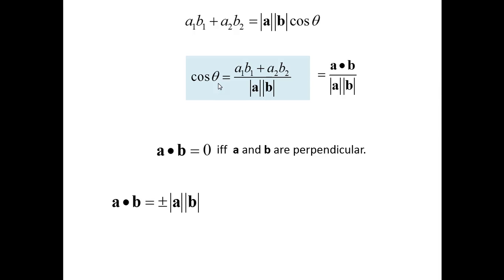And likewise, if A dot B is equal to plus or minus magnitude of A times magnitude of B, what that does is make this expression equal to 1 or -1. And that means that cosine of theta would equal 1, which would occur at 0 degrees, or -1, which would occur at 180 degrees. So if this result happens, that tells you that the two vectors are parallel.